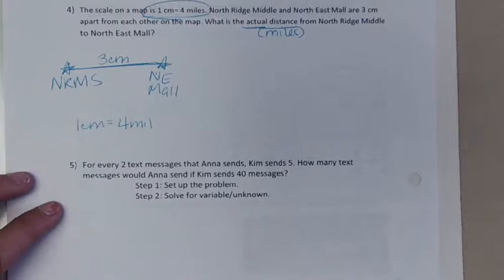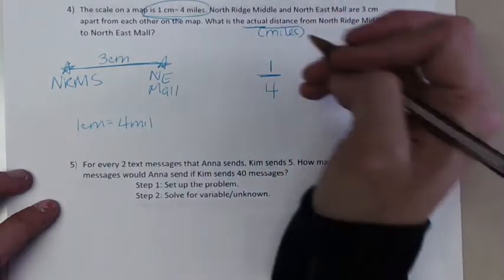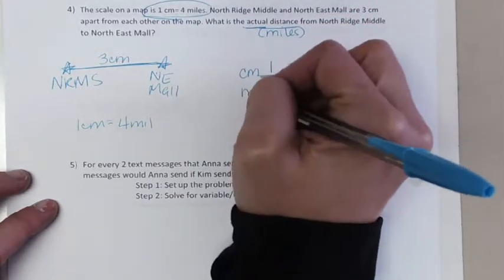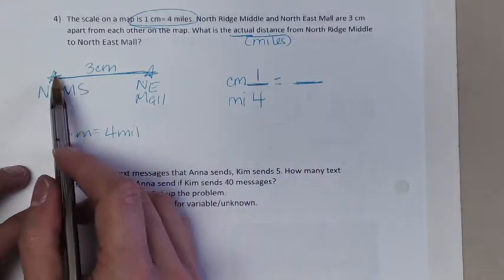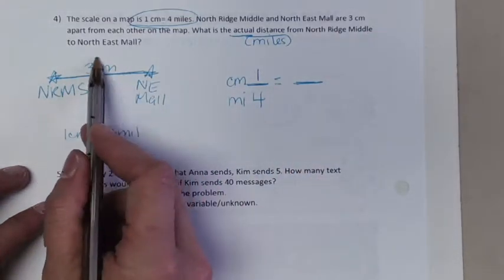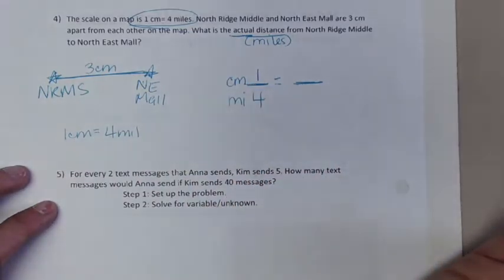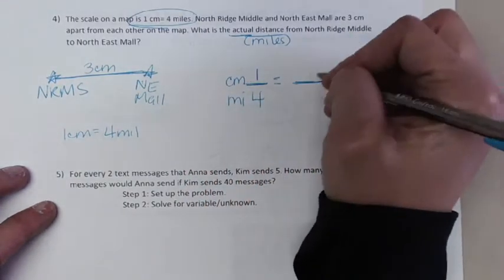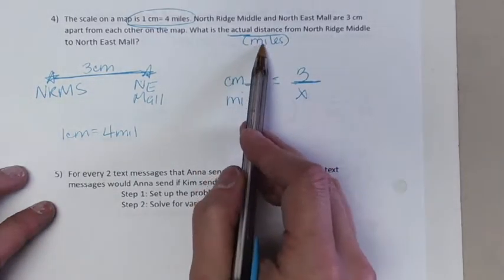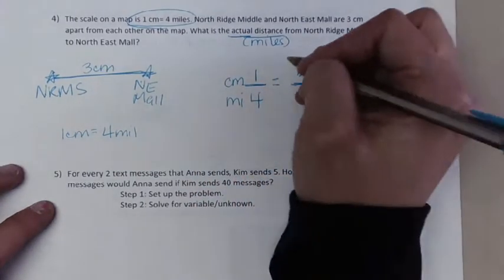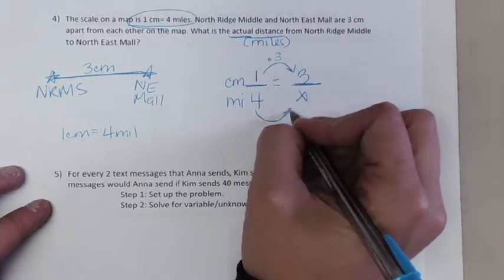Okay, so let's do what we did last time. Let's set up our ratio given. We know 1 centimeter is 4 miles, and we know that on the map the distance from Northridge to Northeast Mall is 3 centimeters. We're going to put that on the top, in the numerators, because centimeter is on the top. So 3 centimeters, and we want to find out how many actual miles it is. So how do I get from 1 to 3? Your scale factor, you're going to have to multiply by 3, and you do the same on the bottom.